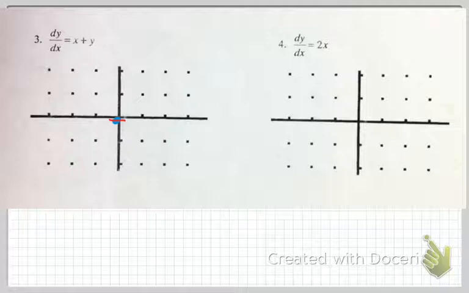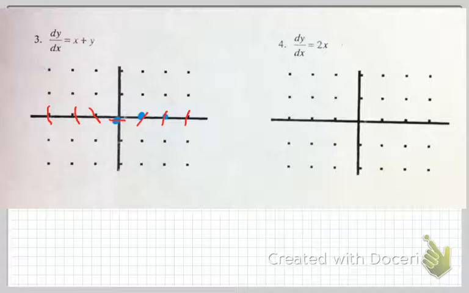For this point right here, we have x is 1 and y is 0. So 1 plus 0 is 1. So we're going to draw a slope of 1. And for this point here, x is 2, y is 0. So the slope is 2 and 3. Okay? And negative 1 plus 0, negative 2 plus 0, negative 3 plus 0.